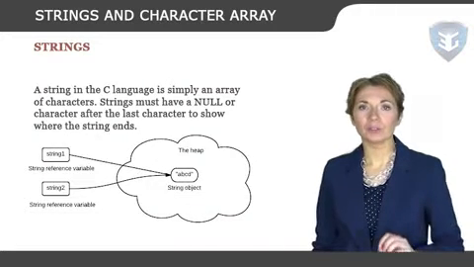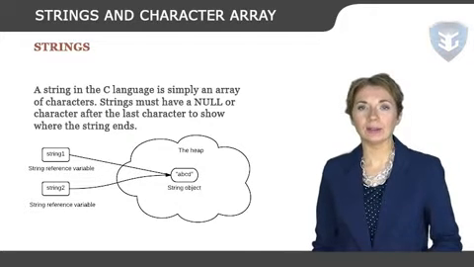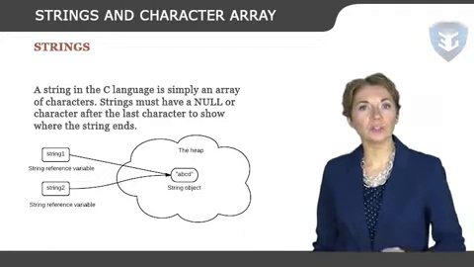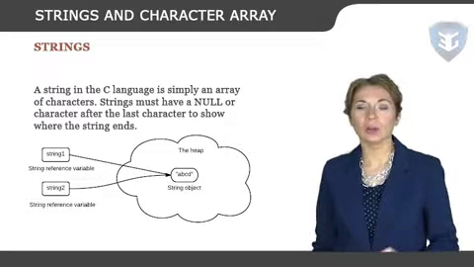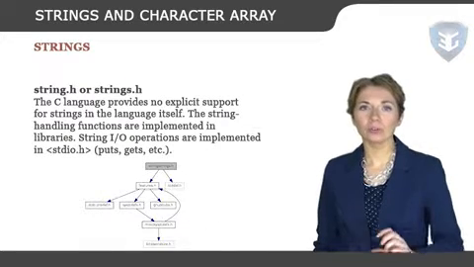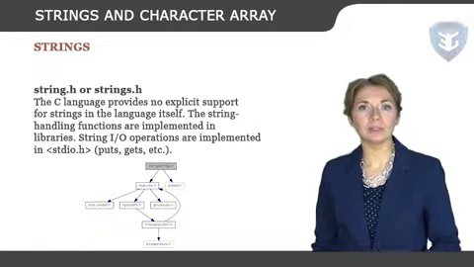Now let's talk about strings. A string in the C language is simply an array of characters. Strings must have a null character after the last character to show where the string ends. A string can be declared as a character array or with a string pointer. String.h or strings.h. The C language provides no explicit support for strings in the language itself. The string handling functions are implemented in libraries.